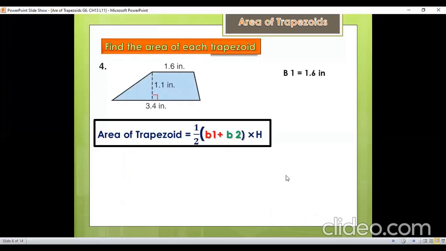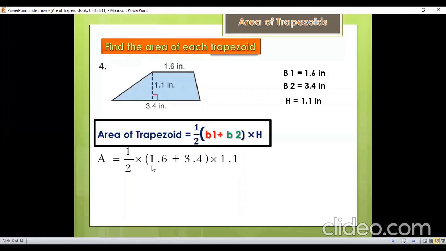The length of the first base is 1.6 inch. The second base, or we can say the shortest base and the longest base, then the second base, 3.4 inch. And the height is 1.1 inch. By substituting in the formula, area of trapezoid equals half, base 1 plus base 2, multiplied by height. Then half multiply 1.6 plus 3.4 in brackets multiply by height 1.1.